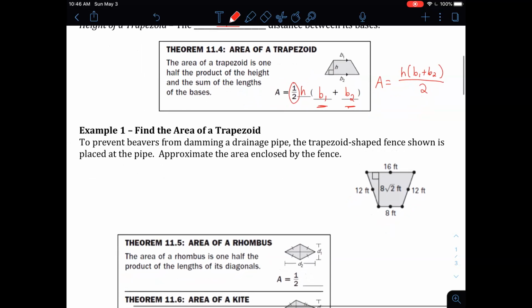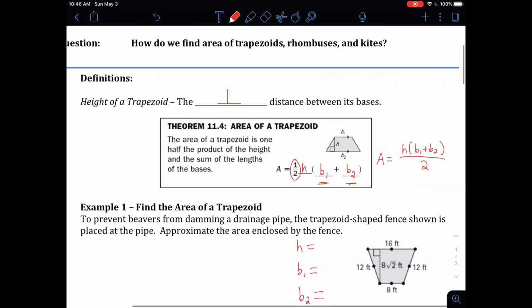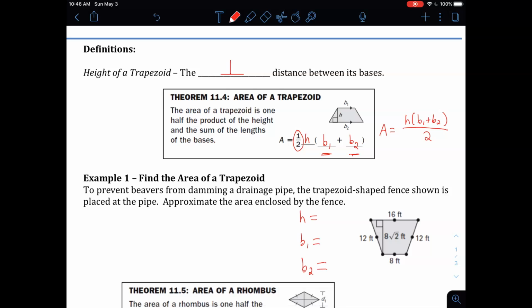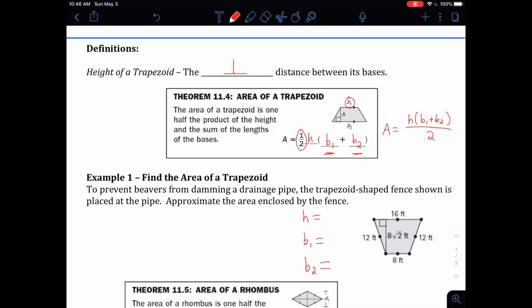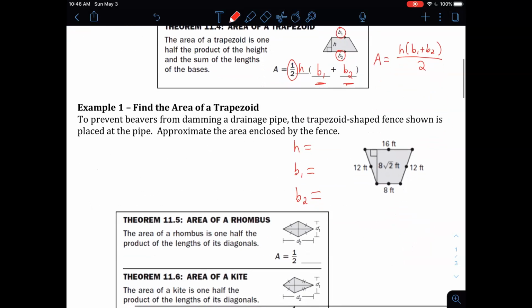Example 1 says find the area of a trapezoid. To prevent beavers from damming a drainage pipe, the trapezoid-shaped fence shown is placed at the pipe. Approximate the area enclosed by the fence. Well, if it's the area of a trapezoid, we need the height, base 1, and base 2. Like we said up here, the height is the perpendicular distance between the bases, and the bases are the parallel sides.